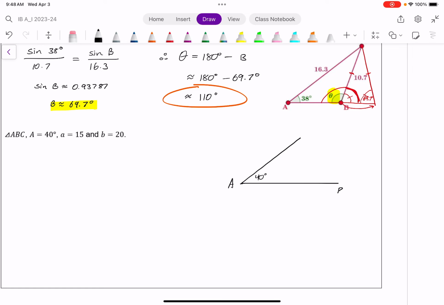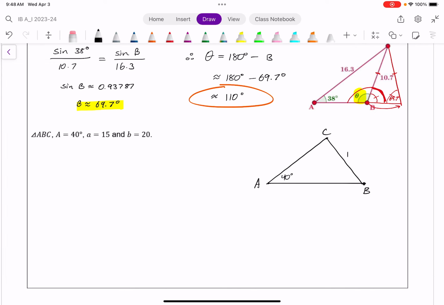I'm going to call this point B here, and I'll call this C up here. And I'll draw a triangle like this, keeping in mind it's not drawn to scale, and I may have to adjust some aspects of it. So I have 40 degrees there, which means side A is 15 units right here. Angle B, I don't know. That's what we're trying to figure out. But side B is 20.